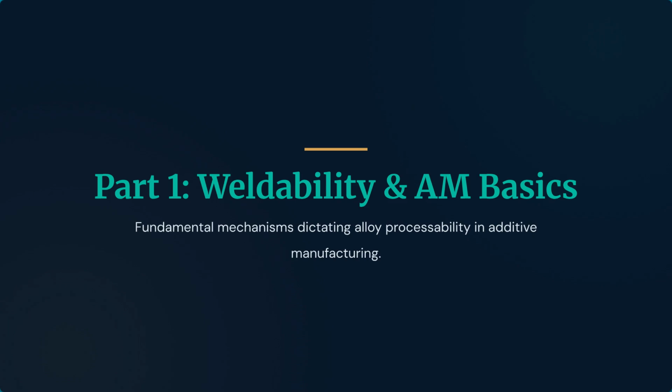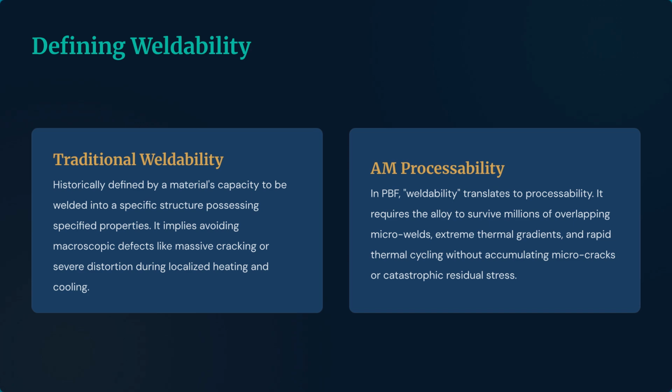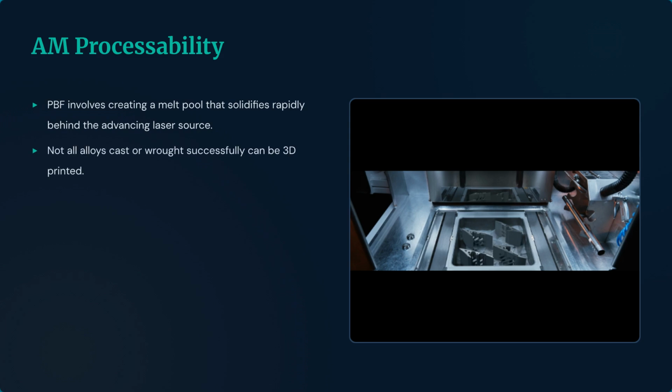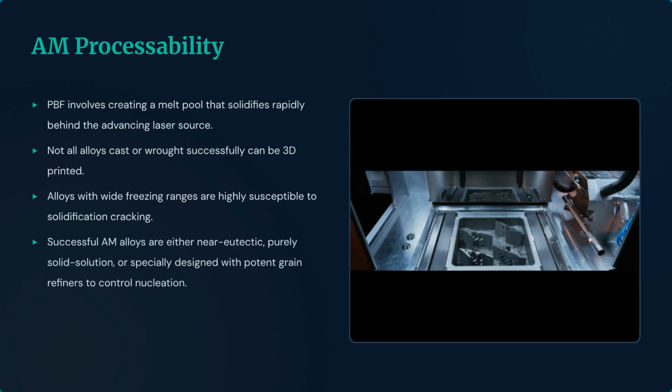standards. Part 1 covers weldability and AM basics, examining the fundamental mechanisms that dictate how alloys behave during additive manufacturing. Weldability has evolved. While traditionally defined by success in welding specific structures, in AM, it translates to the ability to survive rapid thermal cycling without cracking. AM processability is unique. Not all traditional alloys work well in 3D printing, as wide freezing ranges can lead to cracking. Successful AM alloys often require specific design considerations.